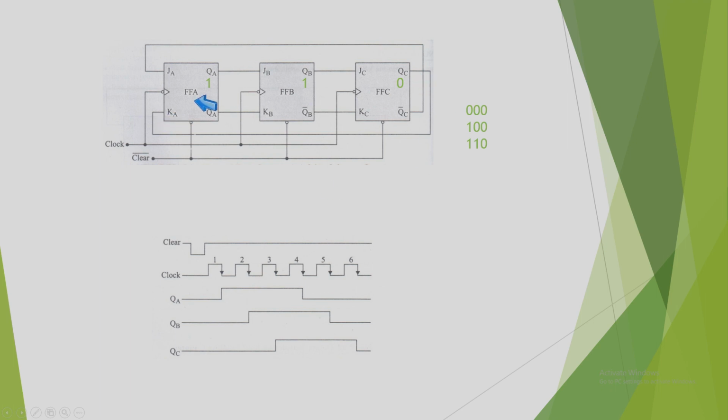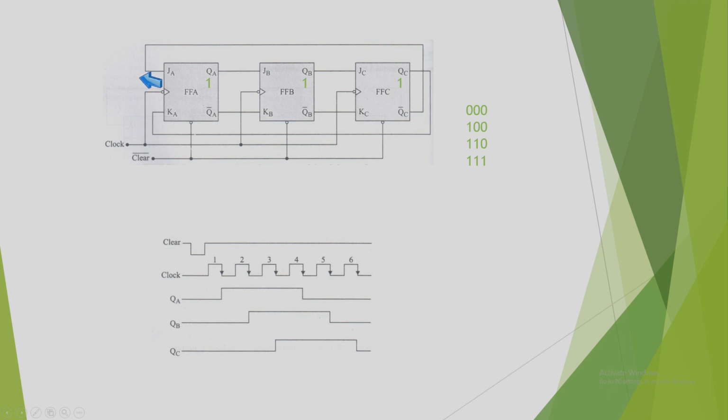So now on the next negative edge, again the first flip-flop A has 1 at JA and 0 at KA, so it will remain in the set state. Similarly, this flip-flop has 1 at JB and 0 at KB, so it will also be set. And for the third flip-flop C, 1 will be fed to JC and 0 will be fed to KC. So JC 1, KC 0 means this will be ready to set. So on the next negative edge it will also be set. So all the flip-flops are now in the 1 1 1 position.